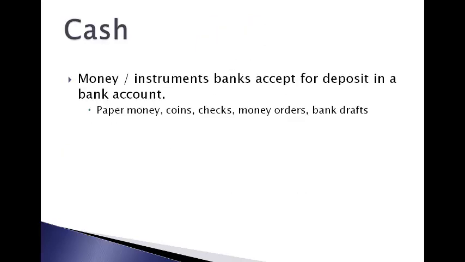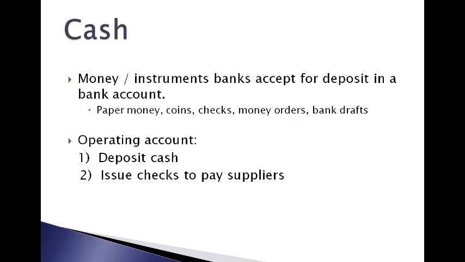Cash is money or any instrument that banks will accept for deposit in a bank account. Cash includes paper money, coins, checks, money orders, and bank drafts. Cash necessary to pay for goods and services is kept in an operating account at a bank. Companies deposit cash in the operating account and then write checks to make payment to suppliers out of that same operating account.